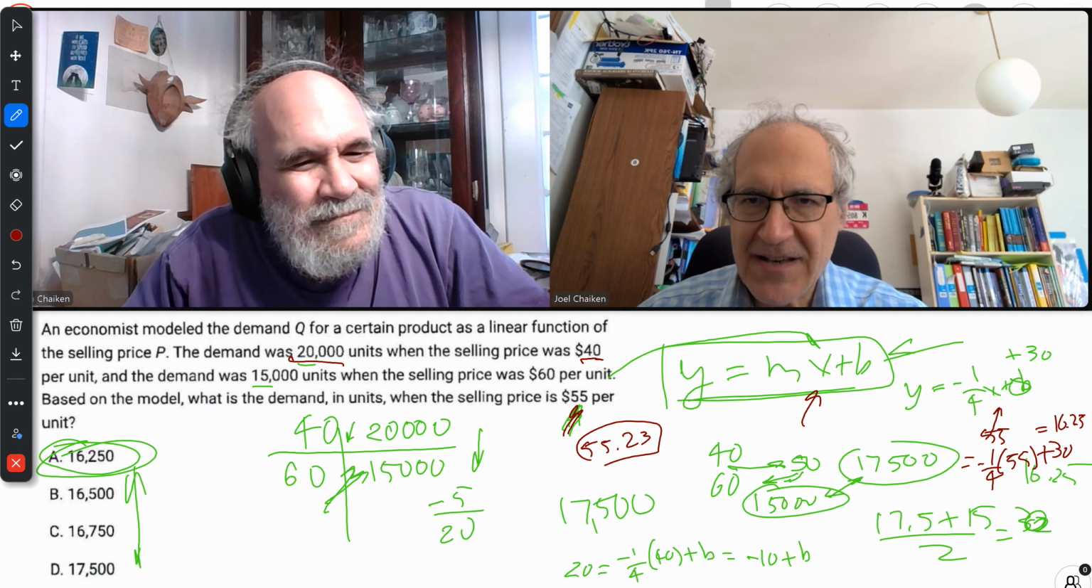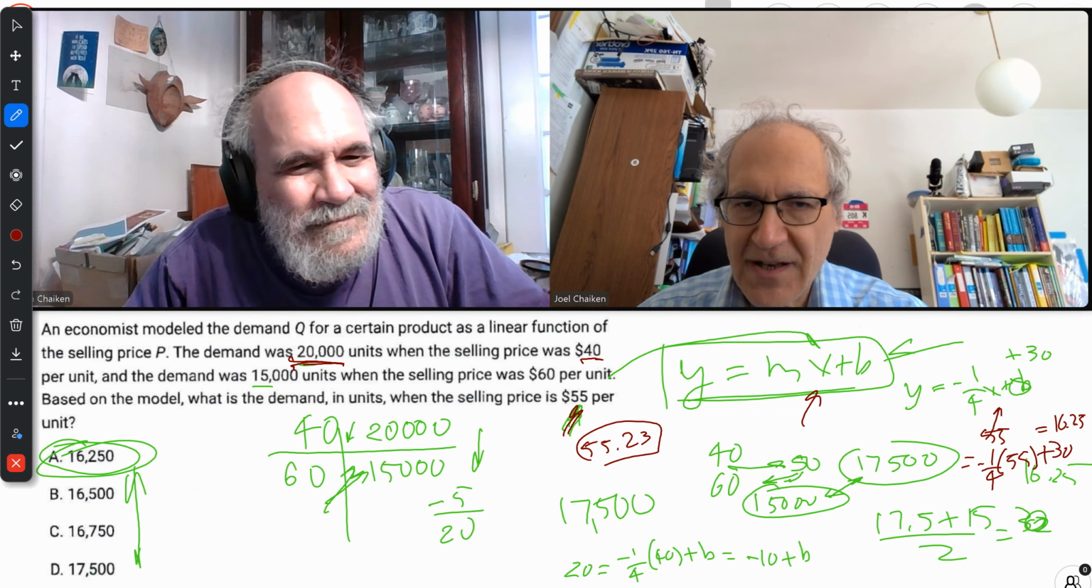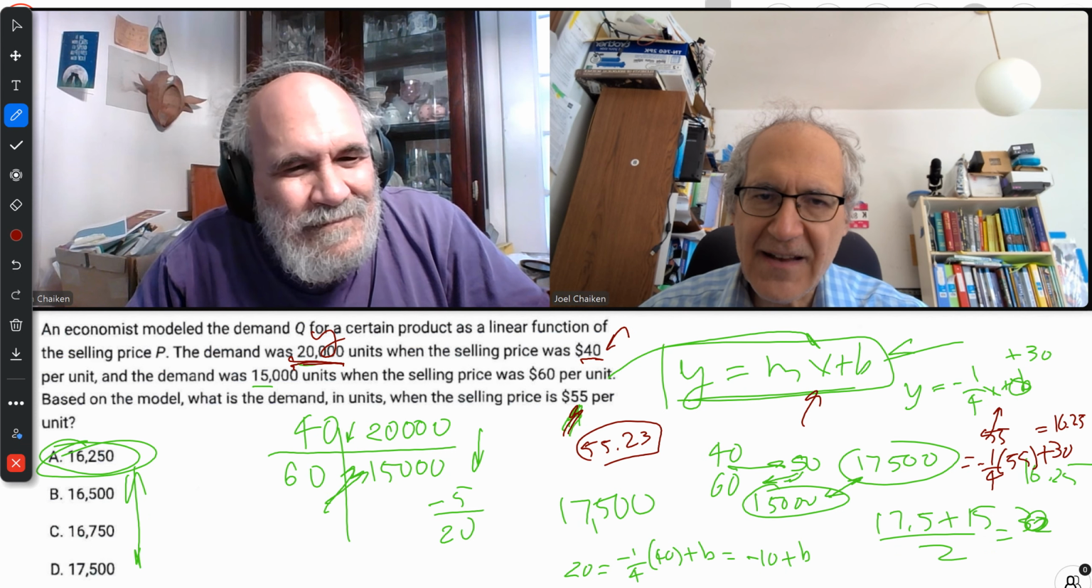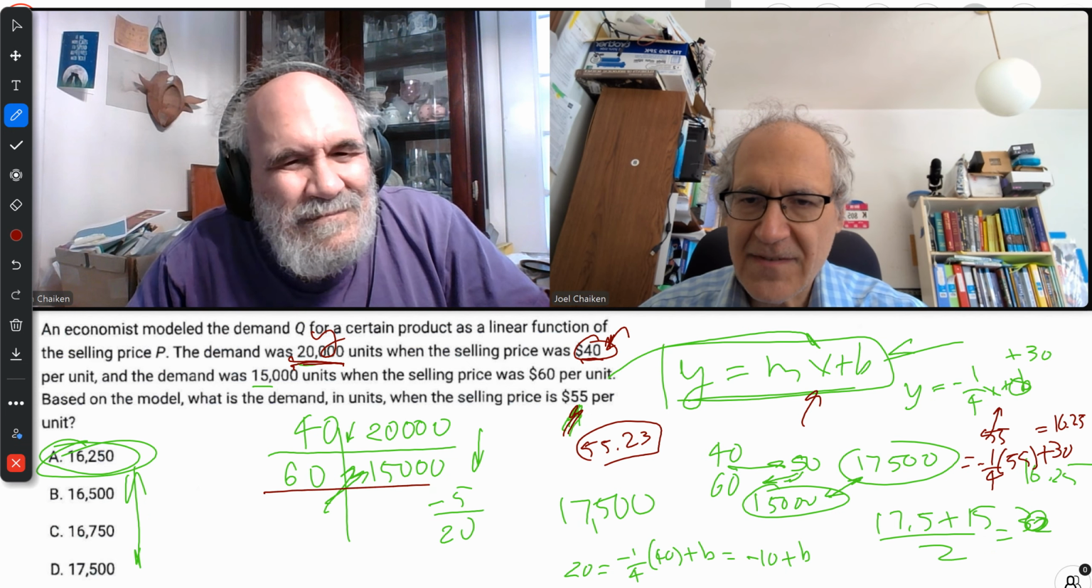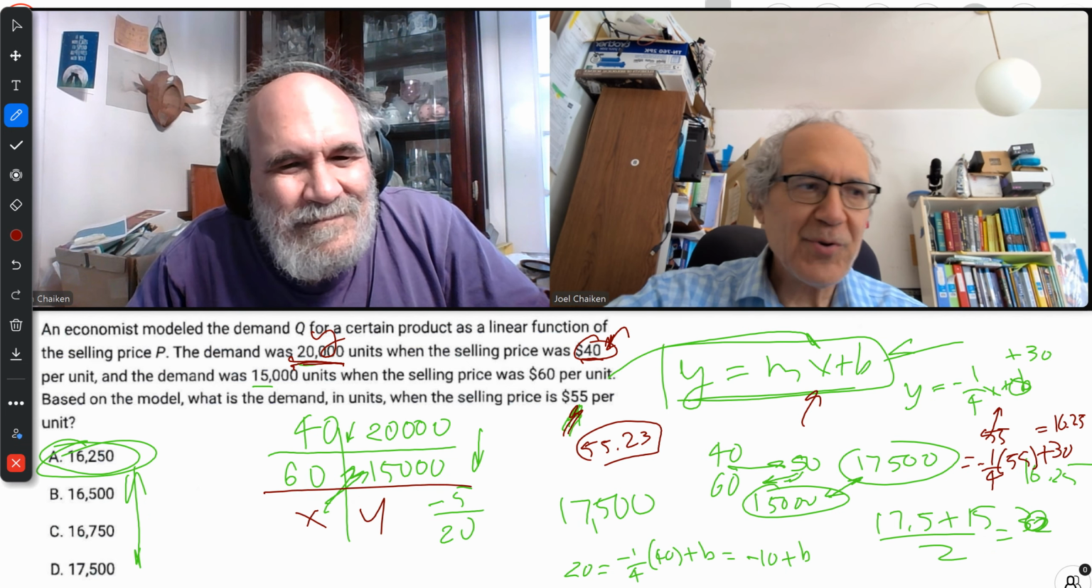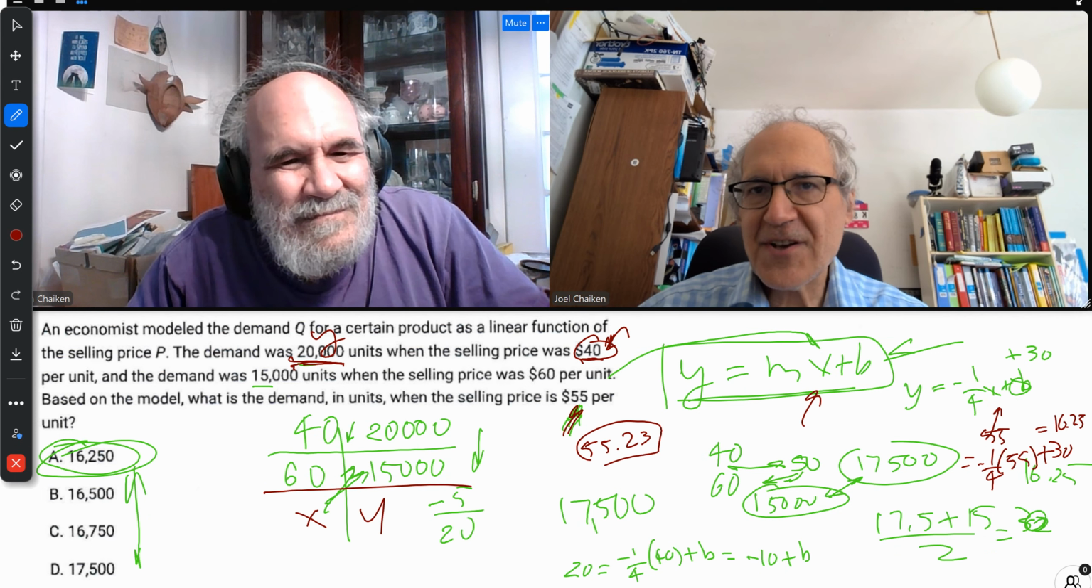So the dependent variable is the demand, which is 20, which would be the y. And the independent variable is the x, which would be traditionally called the x, is this number. And that's why we have this table, x, y. That's important if you're going to go Desmos, because if you go Desmos, you actually have to keep track of that.